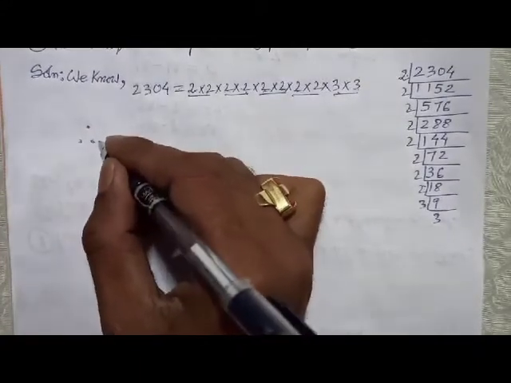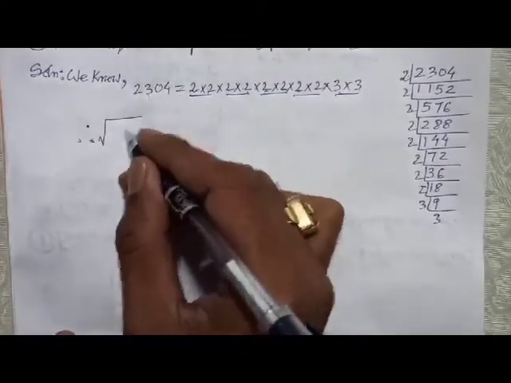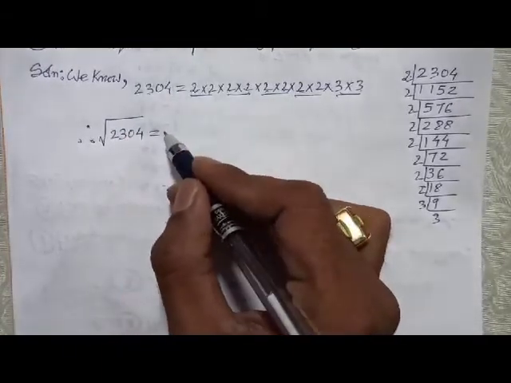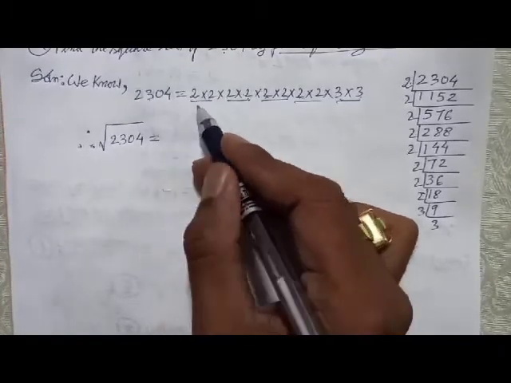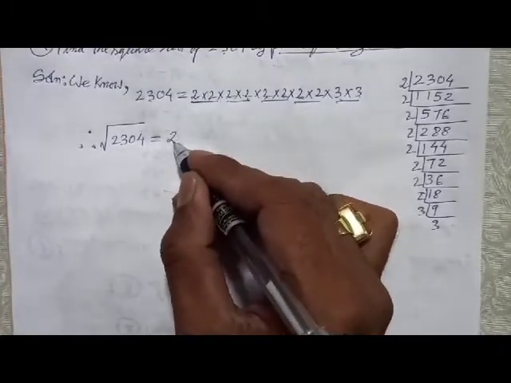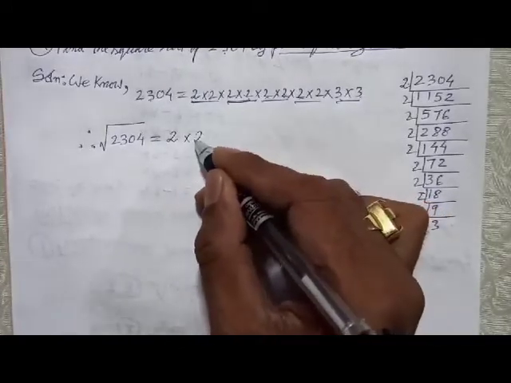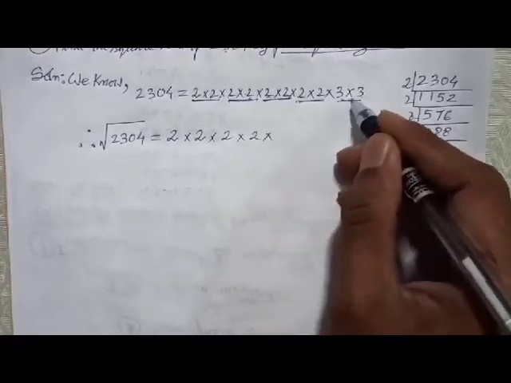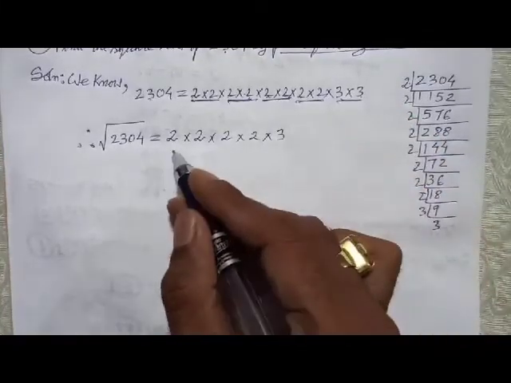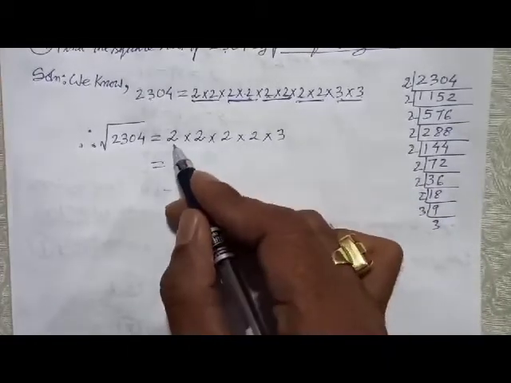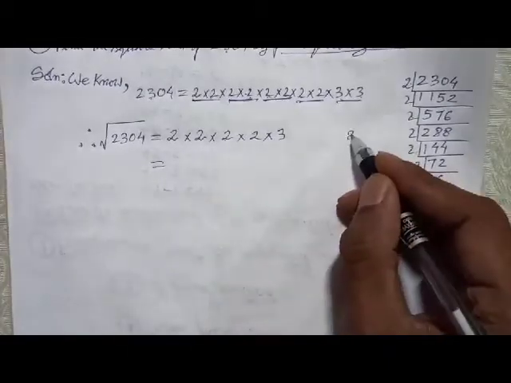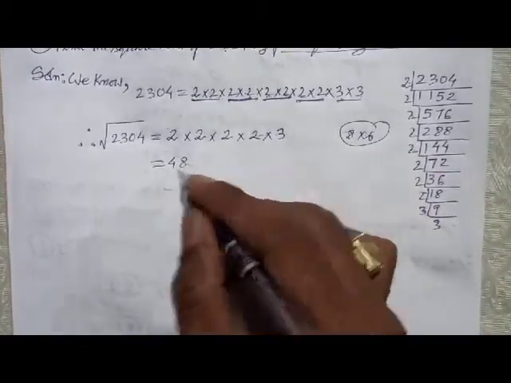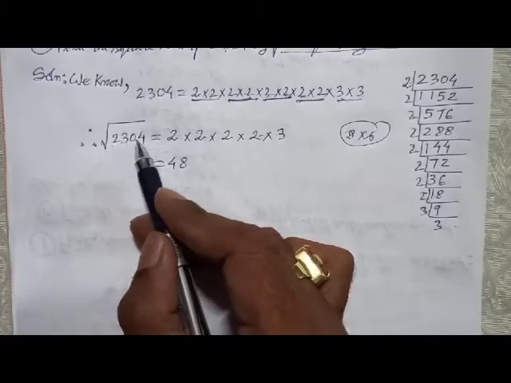Therefore, square root of this number 2304 is equal to, from these pairs, from this pair we will get 2. From this pair another 2. From this pair another 2. From this 3 pair another 3. And let us multiply this. 2 2 are 4, 4 2 are 8, 8 3 are 24, 24 2 are 48. We are getting 48. So the square root of 2304 is 48.